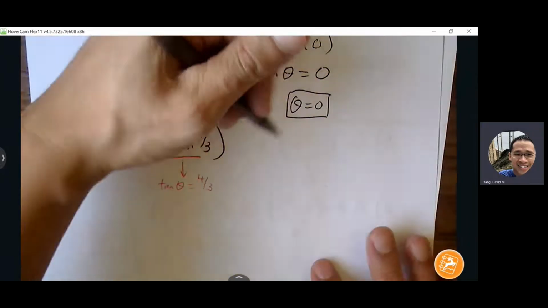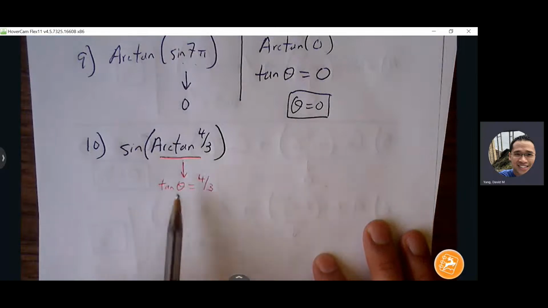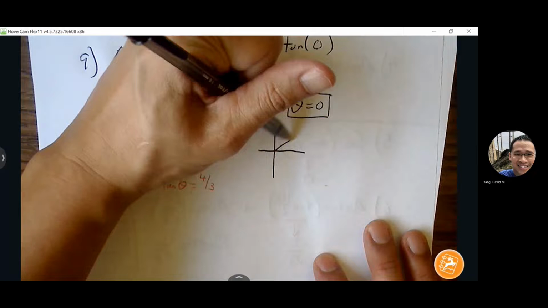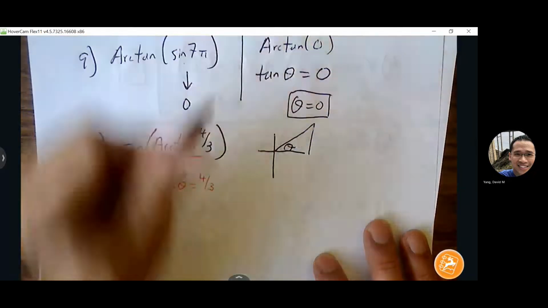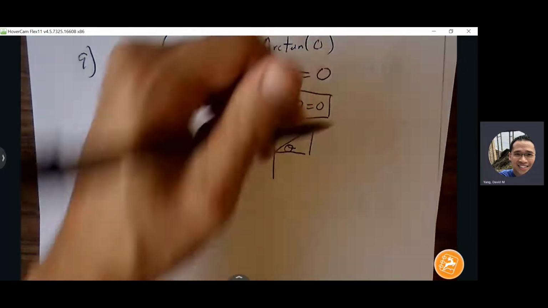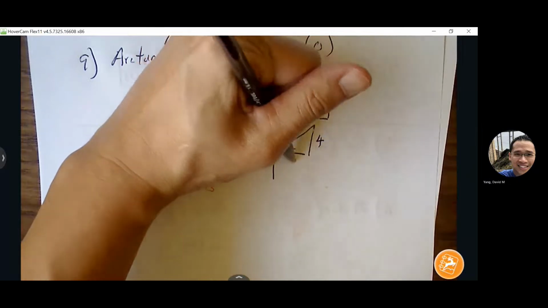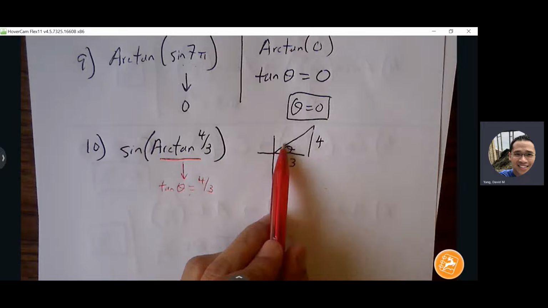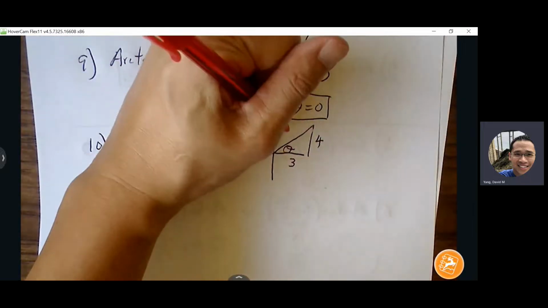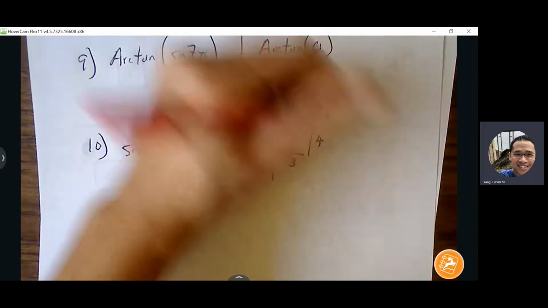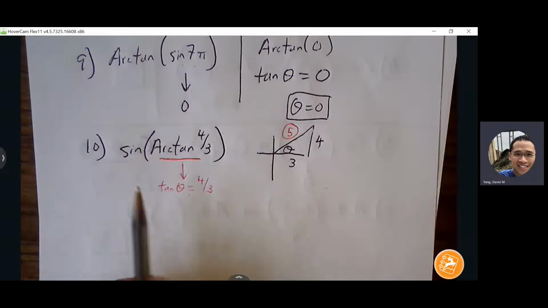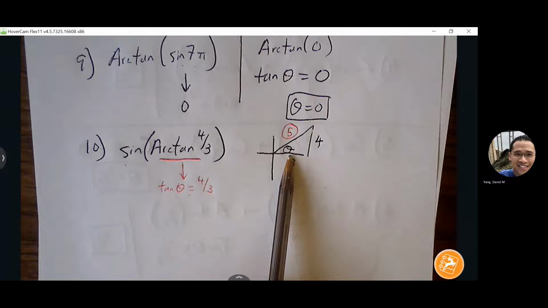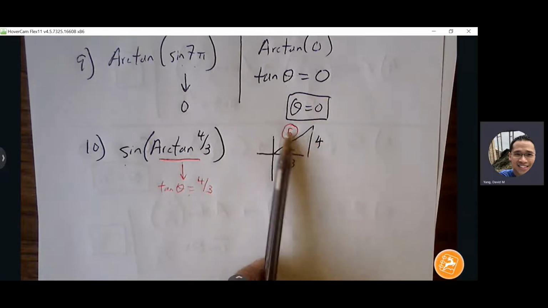So triangle, tangent positive in the first quadrant. Opposite over adjacent. Pythagorean Theorem: a squared plus b squared equals c squared. We can recognize this as a 3, 4, 5 triangle. But now we can turn around and say, what is sine of theta equal to? 4 over 5.